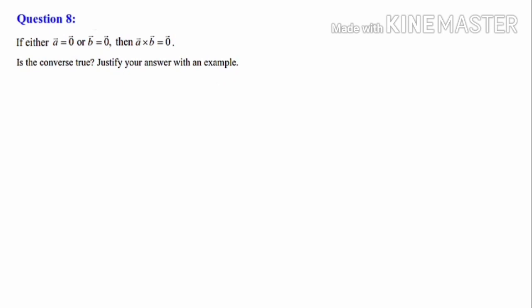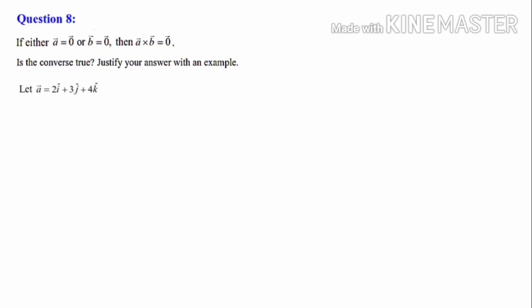Is the converse true, in the sense that we have to think in reverse order? It means if vector A cross vector B is equal to 0 vector, then either vector A is equal to 0 vector or vector B is equal to 0 vector. Once again, if vector A cross vector B equals 0 vector, then either vector A must be 0 or vector B must be 0. That is the statement we have to verify.